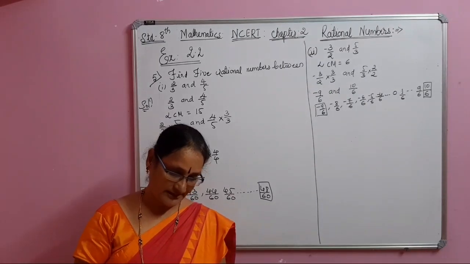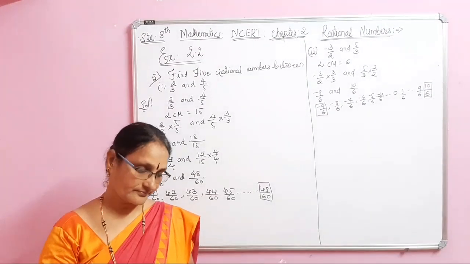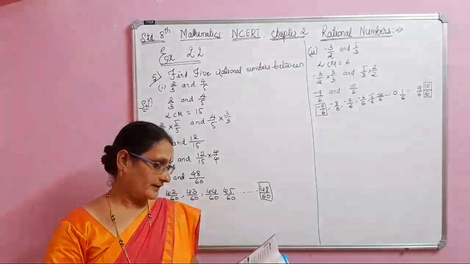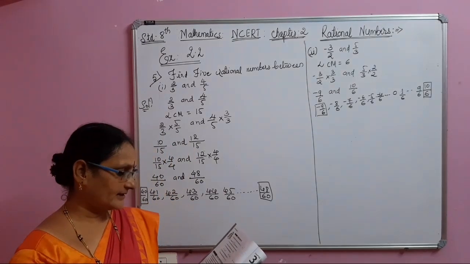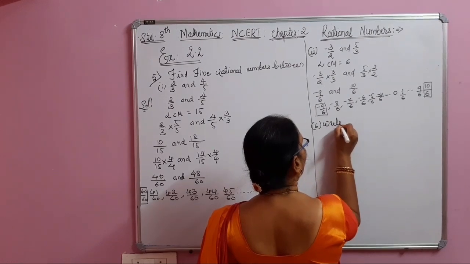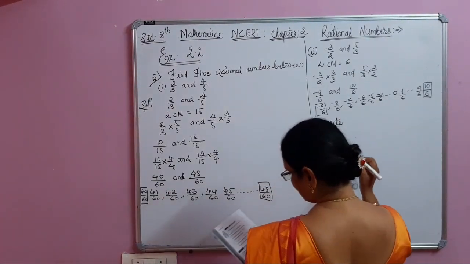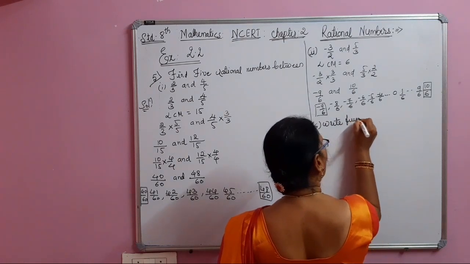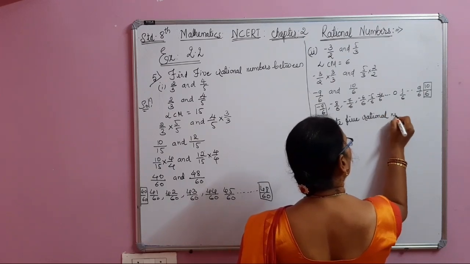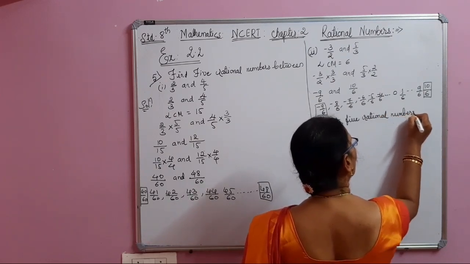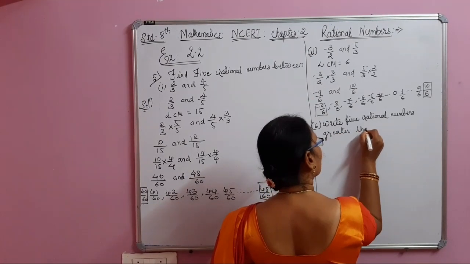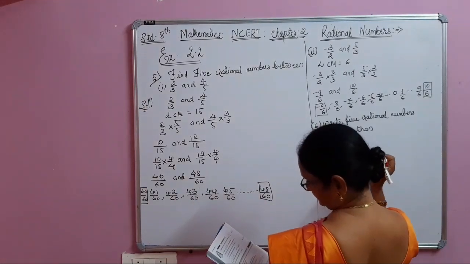Next one you can try. Already you might have got it. The answers are 1 by 4 and 1 by 2. Okay. Next one, sixth main: write 5 rational numbers greater than minus 2.